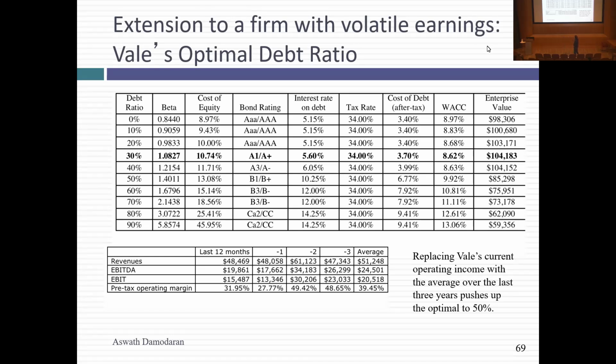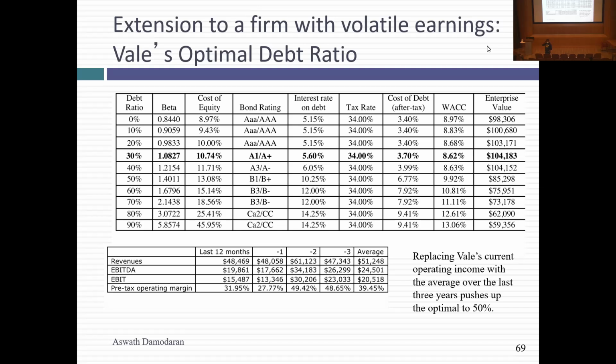If you look at their optimal debt ratio at the time that I did this, it was at 30%. So again, I'm doing the same process. Vale looks over levered. In fact, the CFO of Vale actually took this class. I don't know whether he's still the CFO, maybe he's been fired since. But he took this class like 20 years ago.